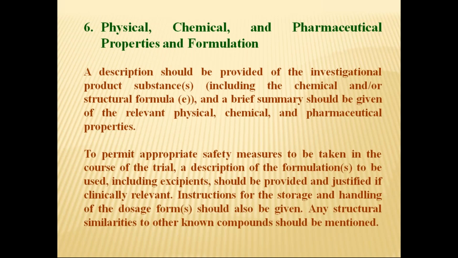Next, the physical, chemical, and pharmaceutical properties of the product. A description should be provided of the investigational product substance. A brief summary should be given of the relevant physical, chemical, and pharmaceutical properties, highlighting all the properties and appropriate safety measures to be taken in the course of the trial. Also the description of the population to be studied, excipients, instructions for storage and handling of the dosage forms, and any similarities to other known compounds should be maintained.